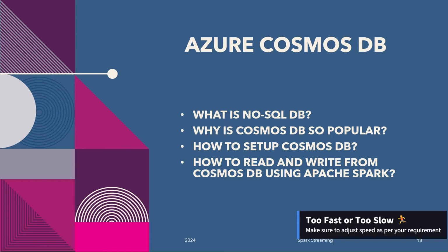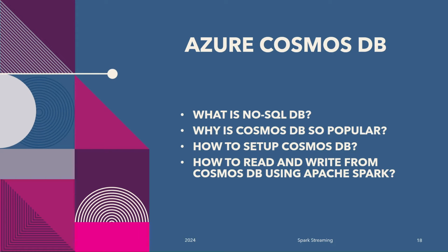Now that we are learning Spark, it is very important that we understand the importance of NoSQL databases. Today, we are going to explore Azure Cosmos DB. Cosmos DB is one of the popular offerings from Azure Cloud. Today, we will see what is a NoSQL database. Why is Cosmos DB so popular? We will try to understand the basics of Cosmos DB. We will set up Cosmos DB in our Azure cloud environment and we will try to read and write data from Cosmos DB utilizing Spark.